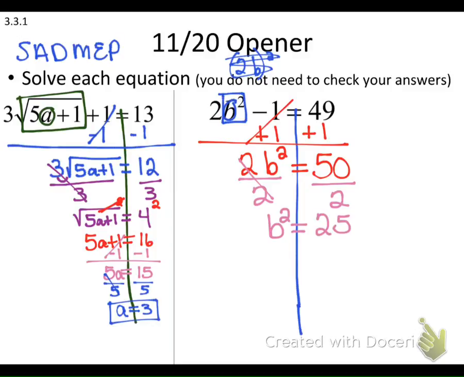Now your square is by itself, so you have to follow step 2. Step 2 says to get rid of the square. In order to do that, you do the inverse operation of square, which is square root. So square and square root cancel. On my left side, I bring down just my variable b. And on my right side, the square root of 25 is a perfect square, which will be 5. And box your answer.